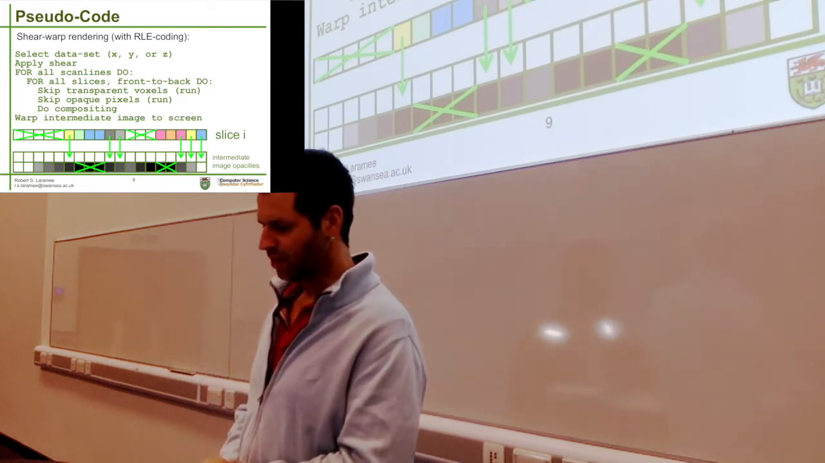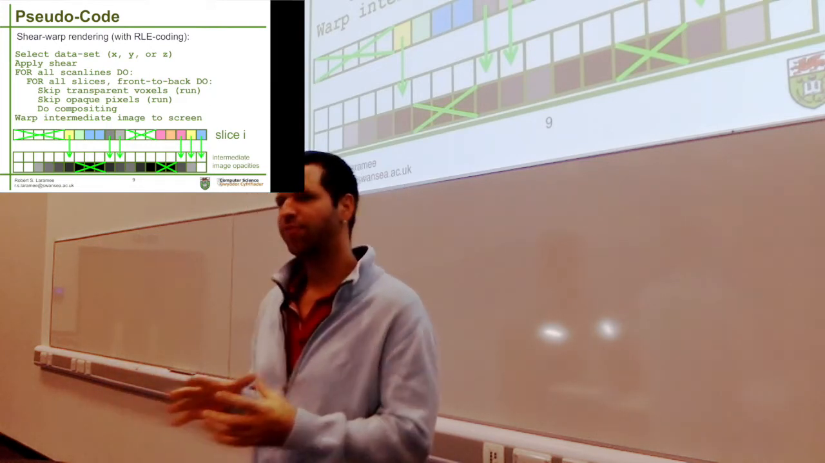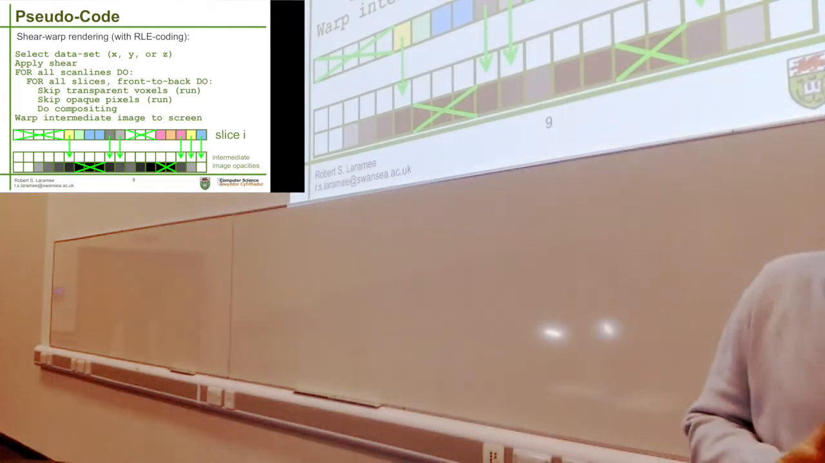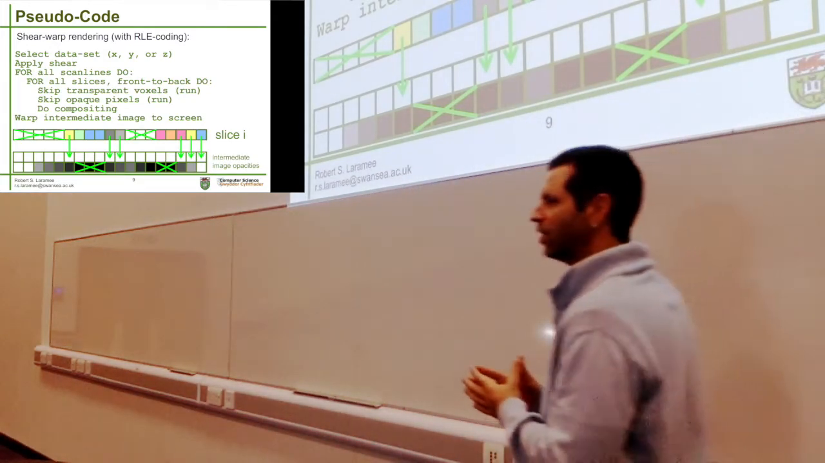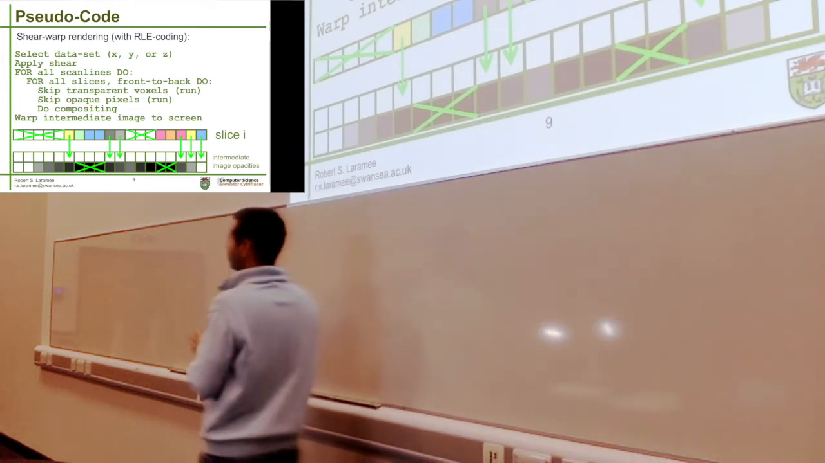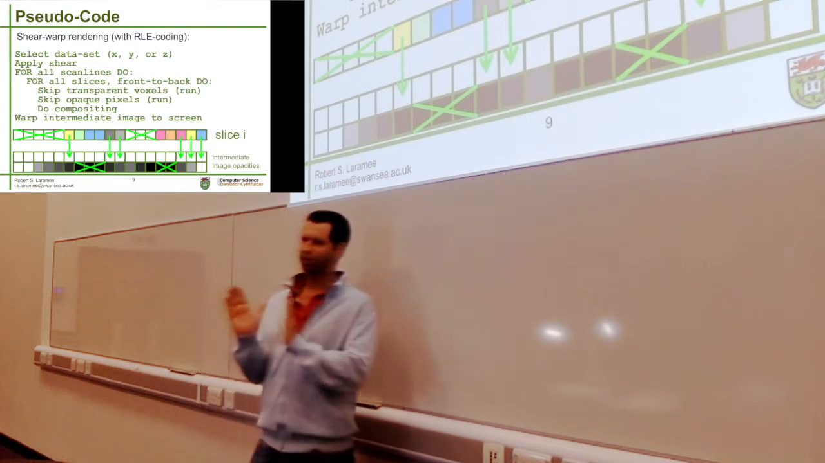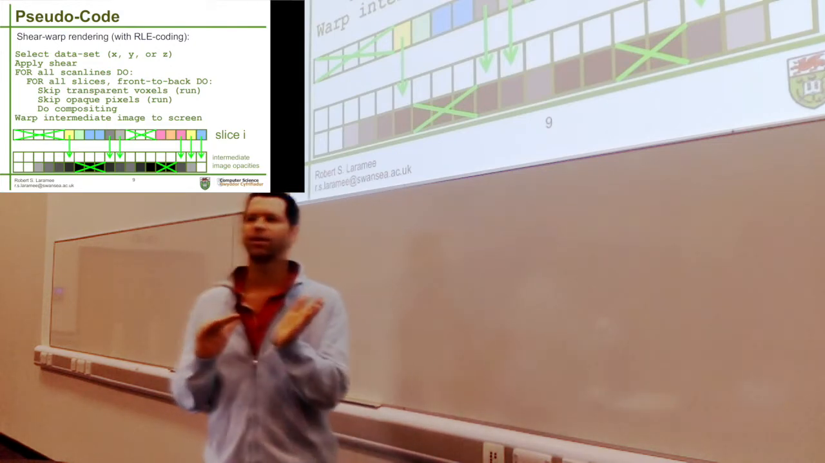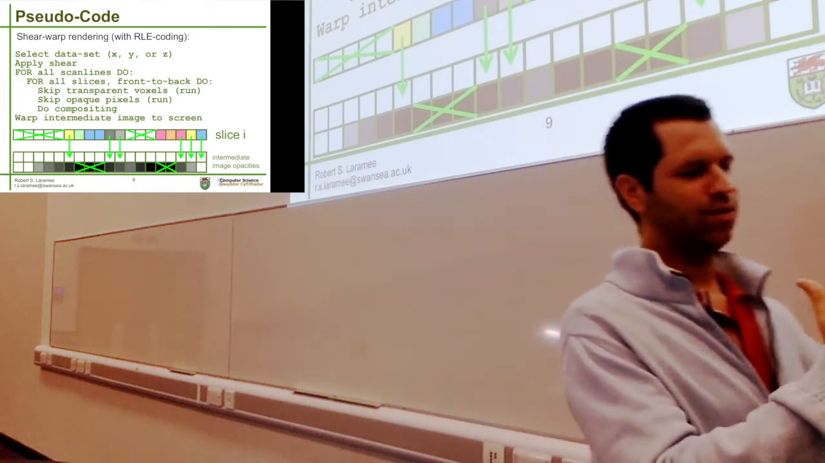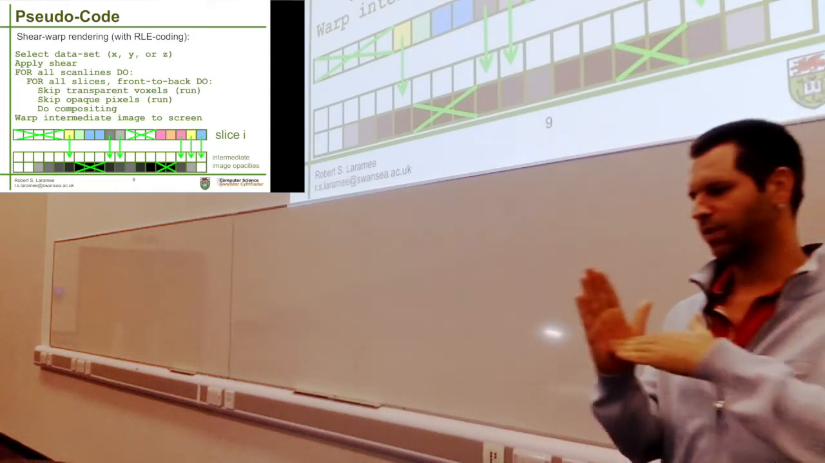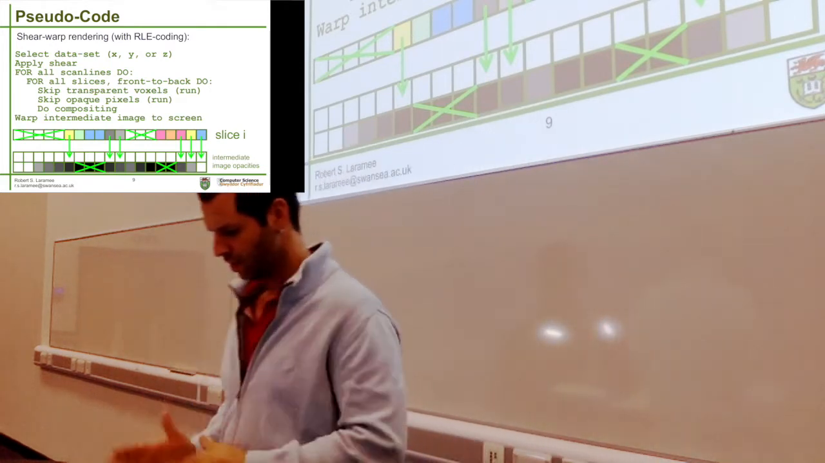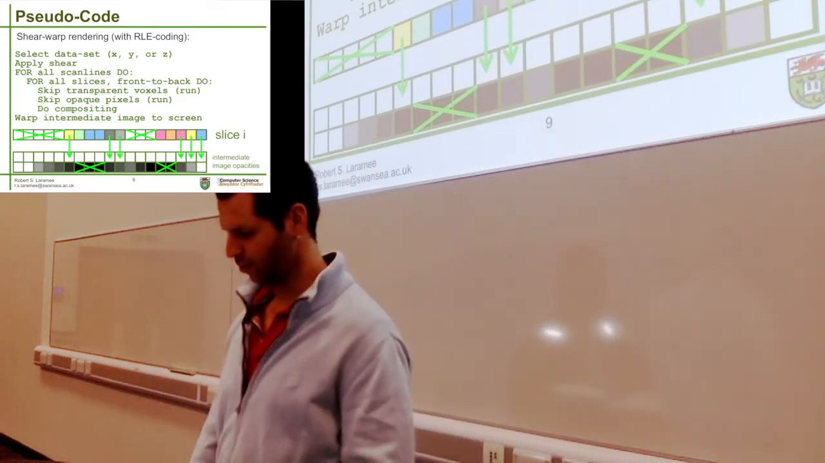So that is part of the acceleration, using run-length encoding to accelerate the compositing part. And that's only possible because of the shear, that first operation that shifts the data to make it the equivalent of tangent rays to the viewpoint. I'm sorry, orthogonal rays to the viewpoint.